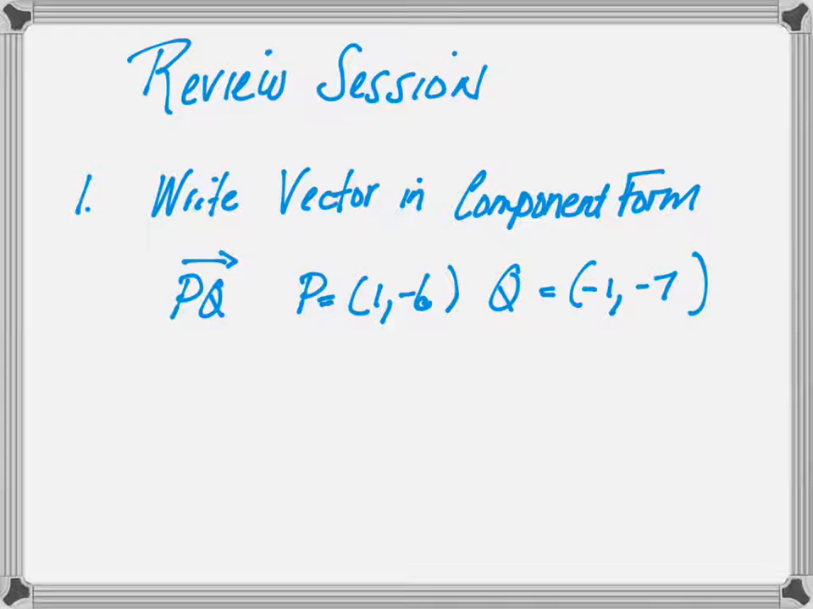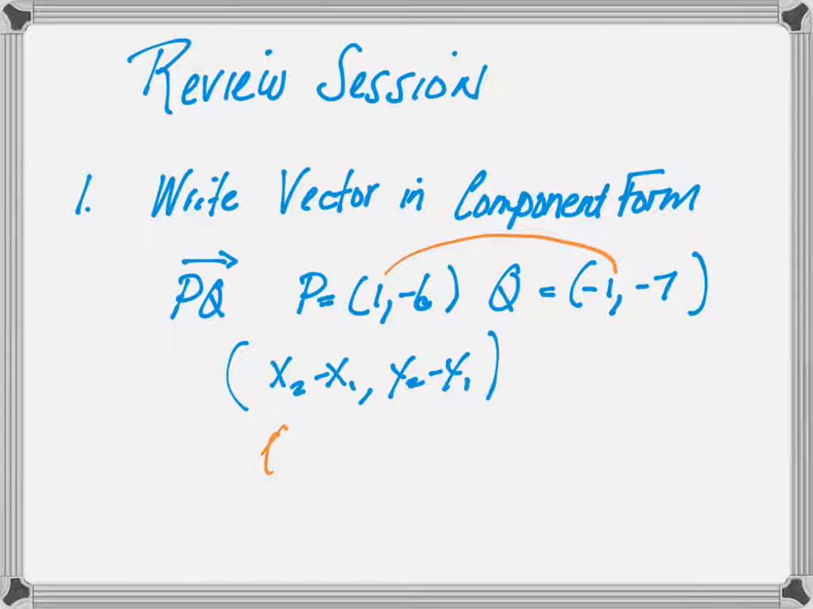It is x2 minus x1 comma y2 minus y1. So that would be, in this case, -1 minus 1. So you make the vector in component form with these pointy brackets. So that would be -1 minus 1 comma -7 minus -6. And so then we're going to simplify that to -2 comma -7 plus 6 would be -1. So -2, -1 would be the answer to number one.